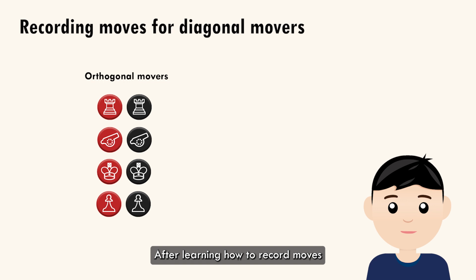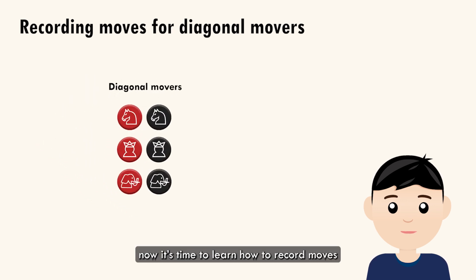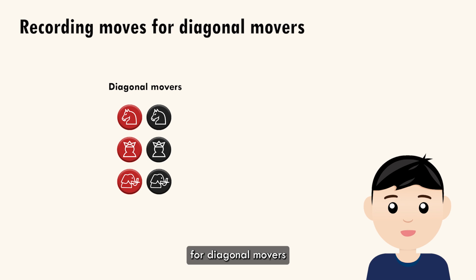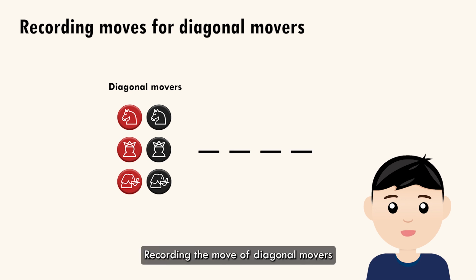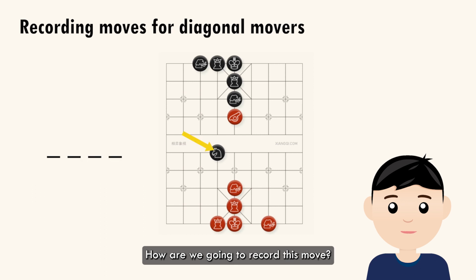After learning how to record moves for orthogonal movers, now it's time to learn how to record moves for diagonal movers. Recording the move of diagonal movers is basically the same as that of the orthogonal movers, just that there is a slight difference in the fourth component. Let's take the following move as an example. How are we going to record this move?